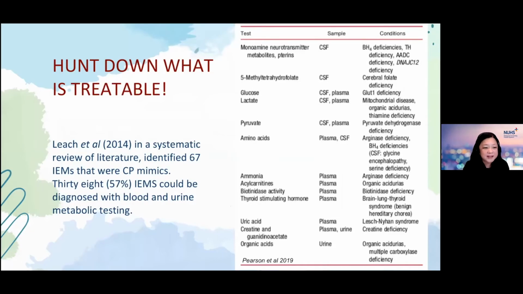And I just want to emphasize here that it is important to understand that nowadays, because we know so much more, we've got next generation sequencing and so on, we've been able to identify a lot of inborn errors of metabolism. And Leach et al. actually identified 67 IEMs that are actually CP mimics. And almost 2/3 of them actually could be diagnosed on simple blood and urine metabolic testing. So I think in our workup, we need to remember that metabolic testing is one of the important tests that we would include in our armamentarium.